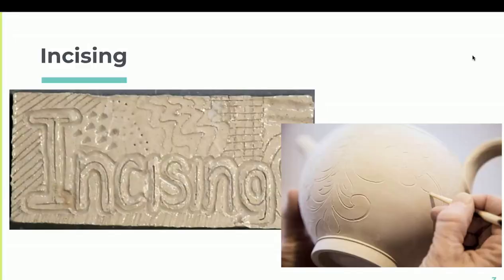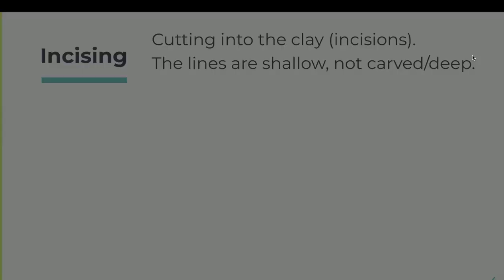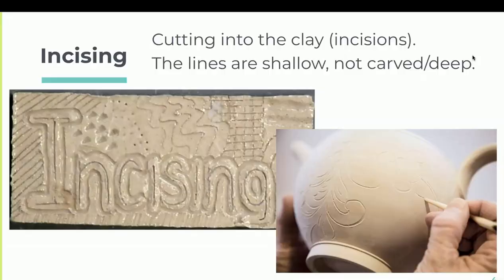So the first common surface decoration method is called incising. And what this is, you're cutting into the clay, right? Think of the word incision. That's where incising comes from. But the lines are shallow, they're not carved or deep. So they're kind of like drawn onto the clay surface, but you're not carving out huge chunks of clay.